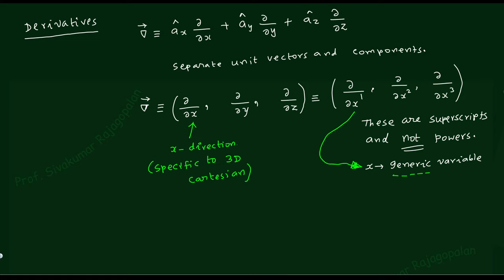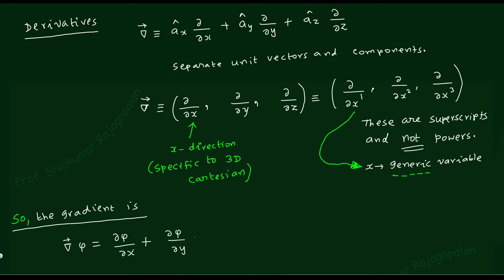So therefore, let us make a conclusion. What does a conclusion mean? The gradient operator is given by. Therefore, I will take white color. The gradient operator is given by. So you write down the standard expression for the grad phi. So grad phi is dou phi by dou x plus dou phi by dou y plus dou phi by dou z. So that is the gradient.